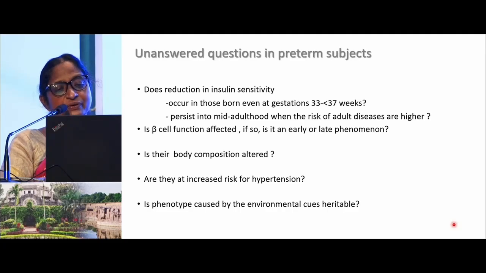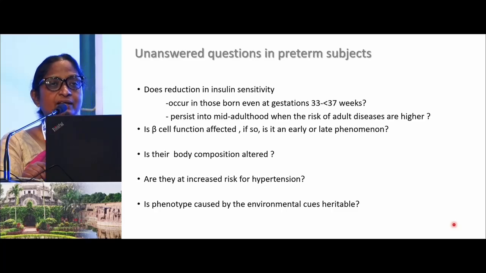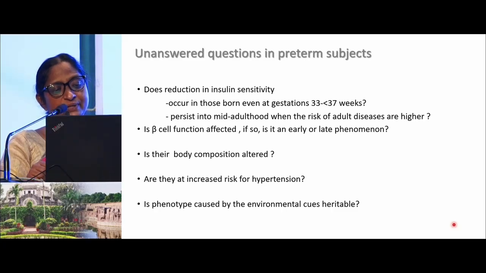We know that the vast majority of the preterm survivors are those born moderately or mildly preterm, 33 to less than 37 weeks, and whether these effects persist into mid-adulthood, because we know that the risk of adult diseases related to insulin resistance is higher as the age advances.